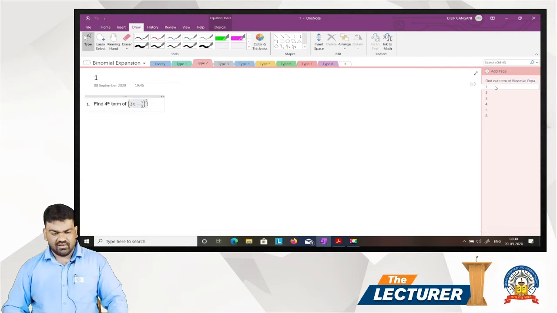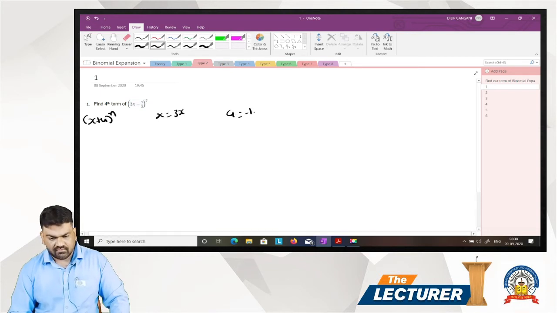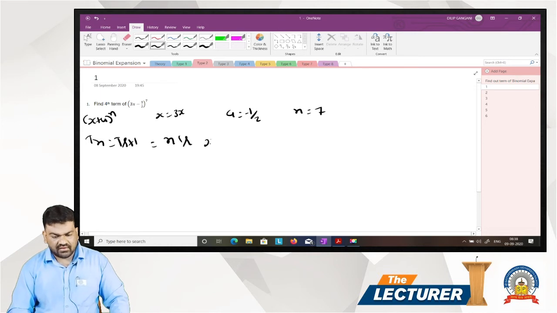First example: find the fourth term of (3x minus 1 by 2) raised to 7. x plus a raised to n. What is x? 3x. What is a? Minus 1 by 2. What is n? 7. Tn is equal to T(r+1) equals nCr x raised to n minus r, a raised to r. Now we have to find T4, the fourth term.